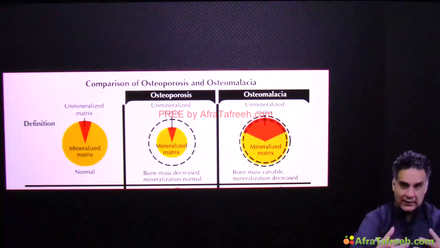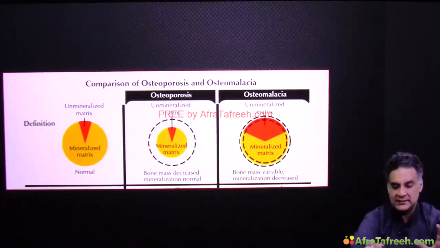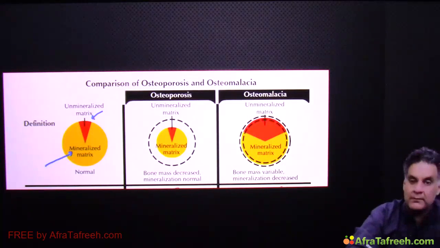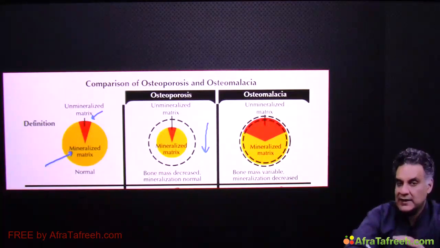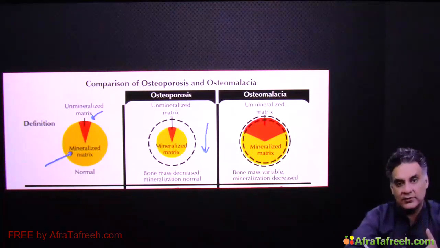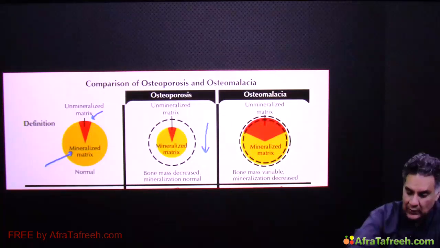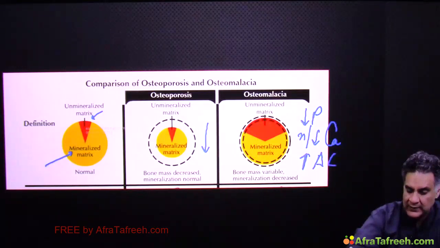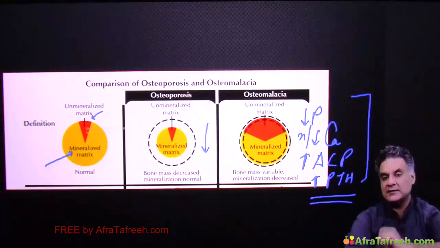Coming to the other variety of metabolic disorders, I'm asked this question very often: how do you differentiate between osteoporosis and osteomalacia? If I look at this pie chart, the yellow is mineralized bone, red is unmineralized bone. In osteoporosis, the amount goes down, but the ratio is the same. That's why calcium, phosphate, ALP are normal. Whereas in osteomalacia or rickets, the red unmineralized bone gets altered. That is why there is decreased phosphate, normal to low calcium, high alkaline phosphatase, high PTH. These are the classical features of osteomalacia and rickets.